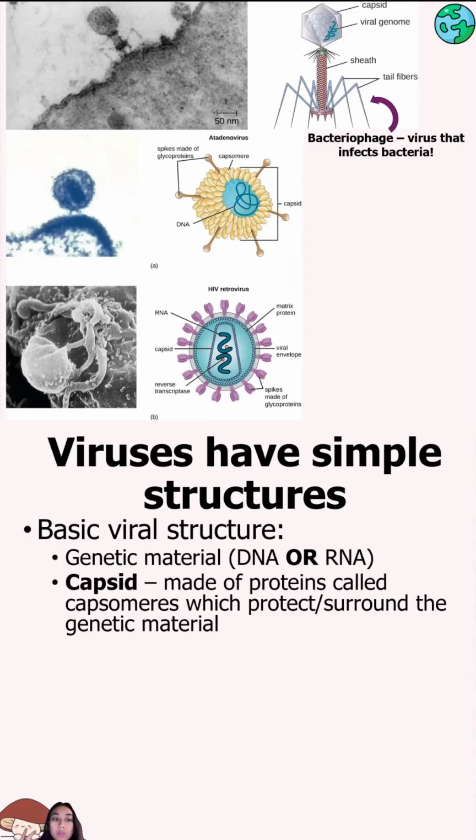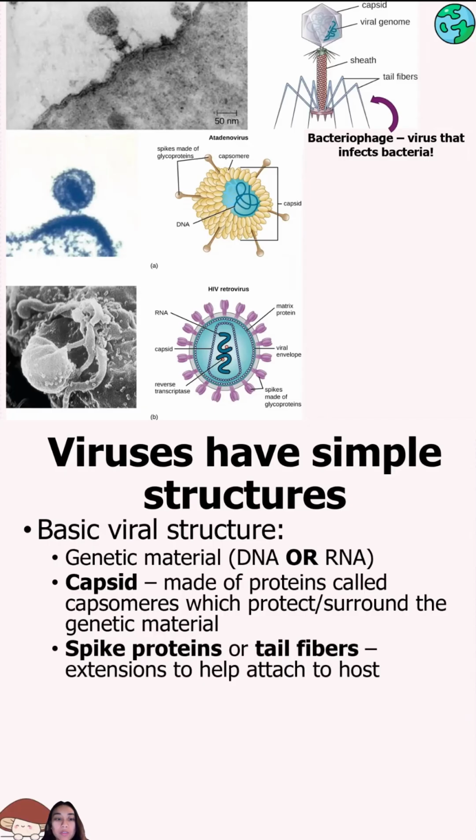Viruses also have some kind of protective layer around their DNA or RNA, and that is called the capsid. So a capsid is made up of these proteins called capsomeres, and it's basically like a shell that protects the genetic material. So here is a capsid protecting the DNA. Here is a capsid protecting the RNA. Again, it just depends on the virus.